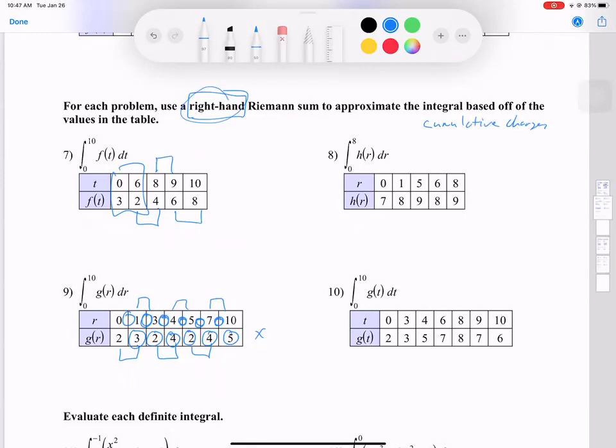Why do they call it cumulative change? Because that's a change, that's a change. We're just adding up all the changes together.